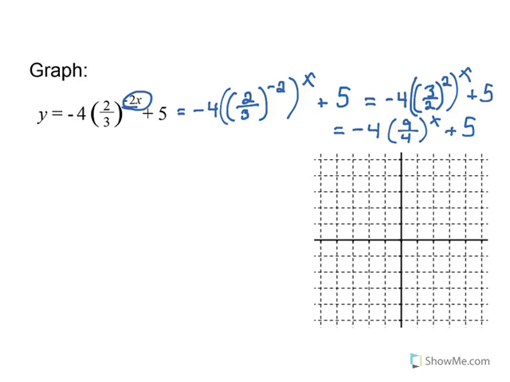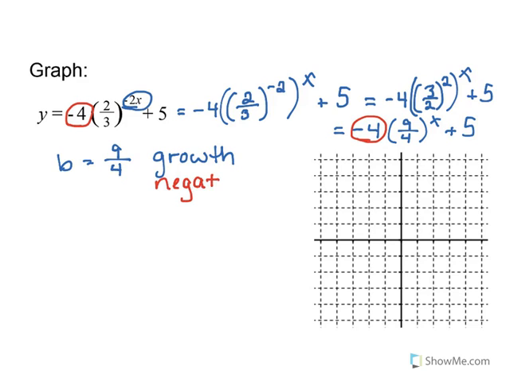So our base is 9/4, which, yes, it's a fraction, but it's a fraction that's bigger than 1, so this is going to be a growth model. And then the coefficient out in front, the a value, is negative 4, so that means we have a negative growth model. A negative growth model looks like this. It starts flat and then becomes steep going down. So our graph is going to look like that.